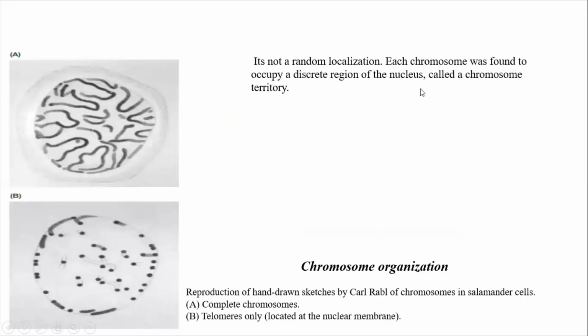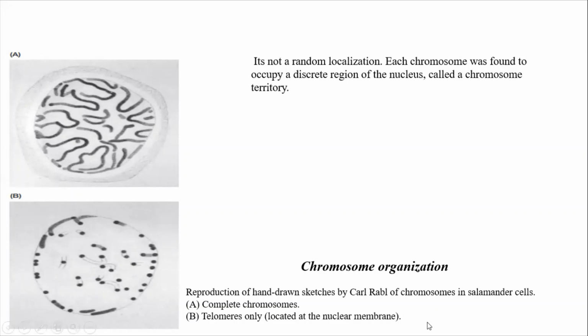Now, chromosome territories. What does it mean? In simple meaning, it says that each chromosome has got its own territory. So it's not a random localization. Each chromosome was found to occupy a discrete region of the nucleus called the chromosome territory. This experiment was done by Carl Rabl in the case of the chromosomes in salamander cells.